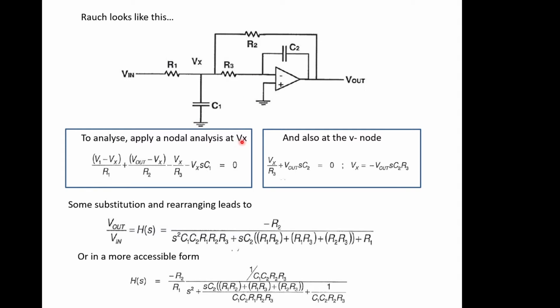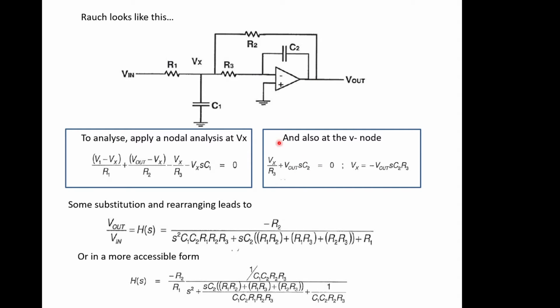So you do a node analysis at Vx here, and this expression relates to this resistor here, this one relates to this part of the node, and this bit for this bit here. Because it's a node, everything has to sum to naught, so we do that, and then to get a link to the output we have to look at this node as well.